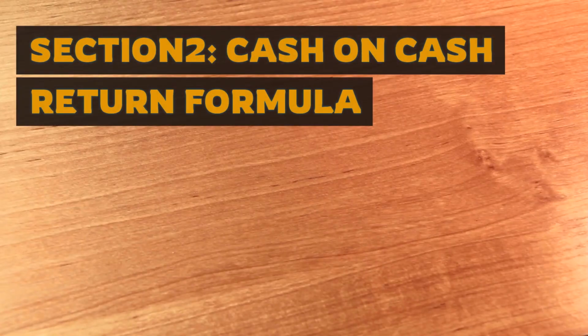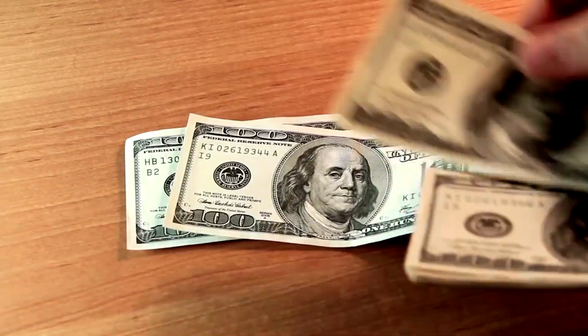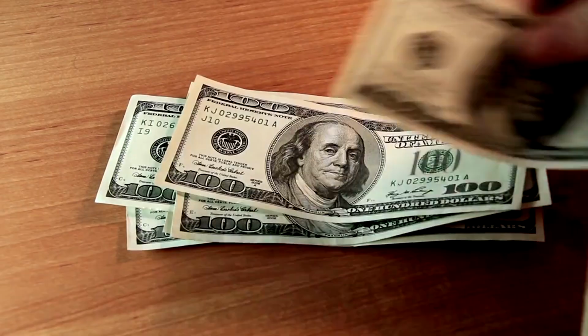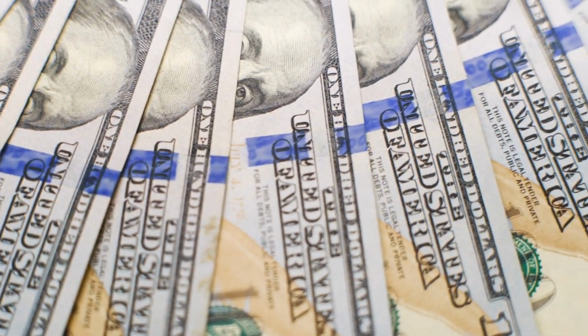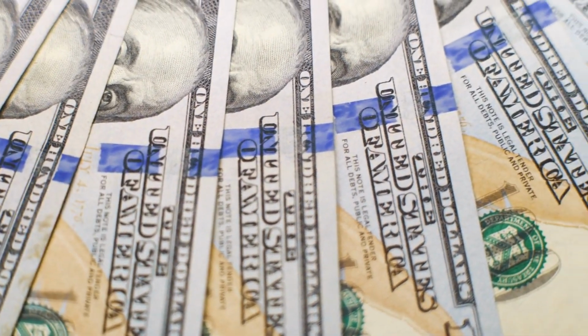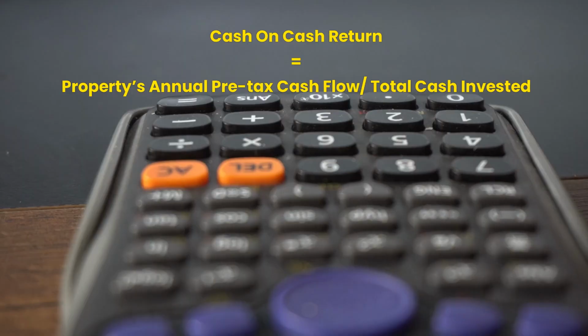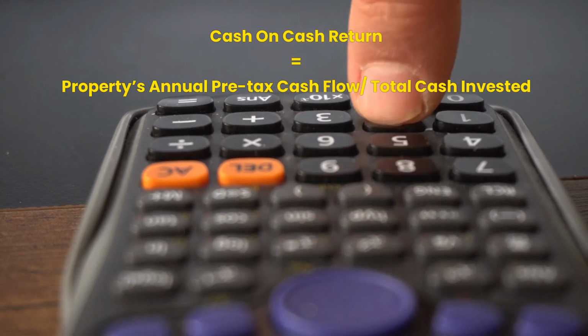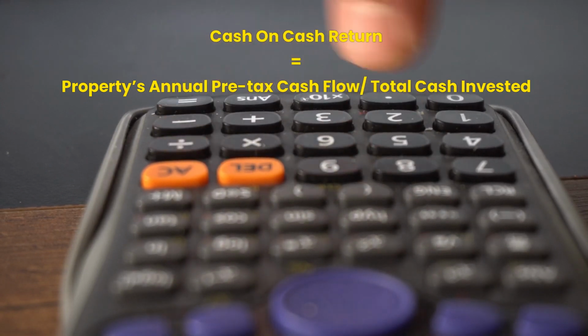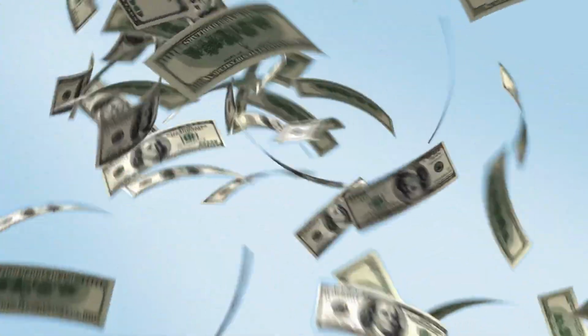Section 2. Cash on cash return formula. All right, let's dive into the nuts and bolts of cash on cash return. This metric is like your investment's heartbeat, telling you how healthy your cash flow is compared to what you've put in. First up, the formula. Cash on cash return is calculated by taking your property's annual pre-tax cash flow and dividing it by your total cash invested. Simple, right? But here's where the magic happens.